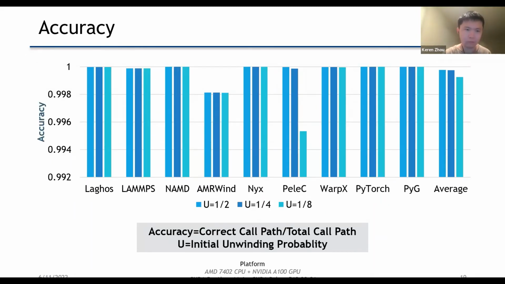We have also evaluated our tool's accuracy by calculating the number of correct call paths over the total number of call paths. Under each setting of the initial unwinding probabilities, our tool's unwinding accuracy using the unwinding identifier is greater than 99.8%, which means most of the time we can use the identifier to identify the call path uniquely.